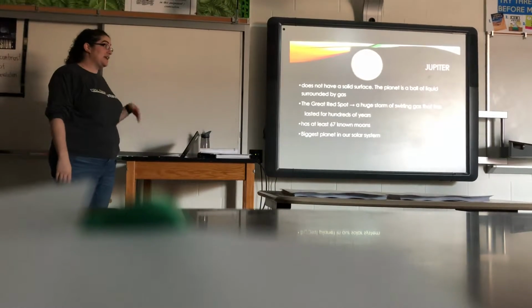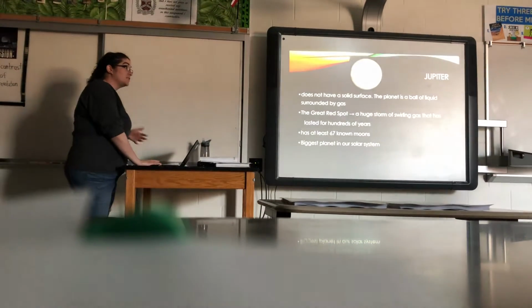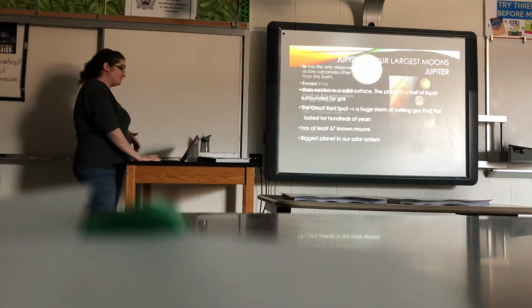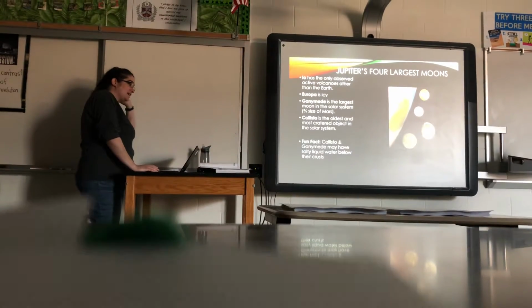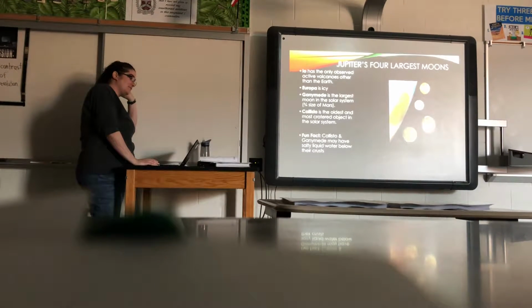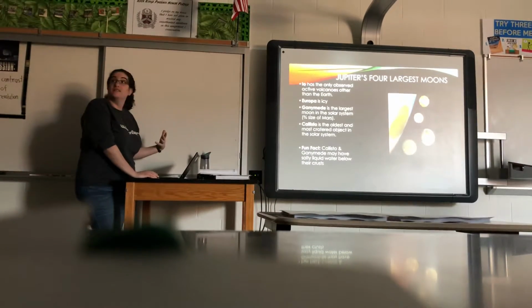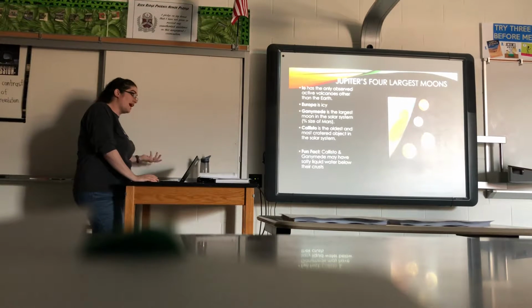Jupiter is the biggest planet in our solar system. It's not the biggest object, right? That's the sun, but it is the biggest planet. Jupiter's 4 largest moons are pretty important because they have things on them that make them also seem like they could be lifelike for us at some point, or habitable.